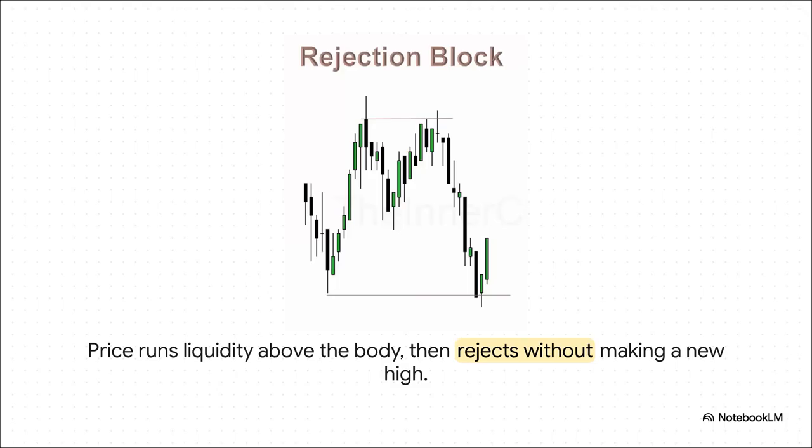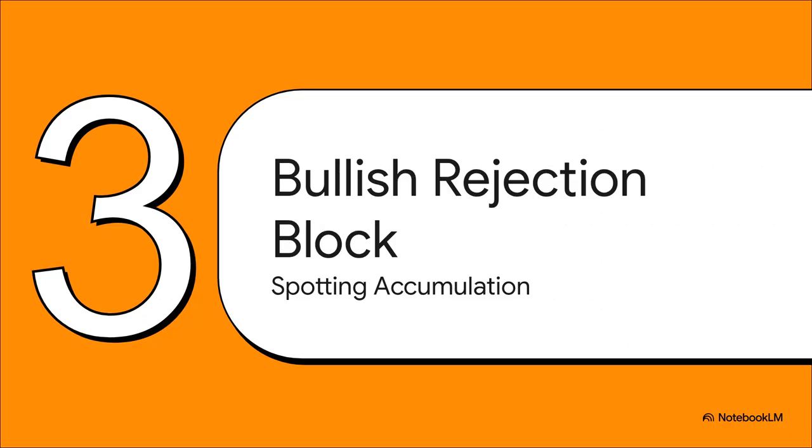This is that subtle distribution ICT is always talking about. And look what happens right after, a major drop. Now, of course, this whole idea works both ways. The exact same logic, just flipped on its head, is what helps us spot powerful accumulation down at market lows.